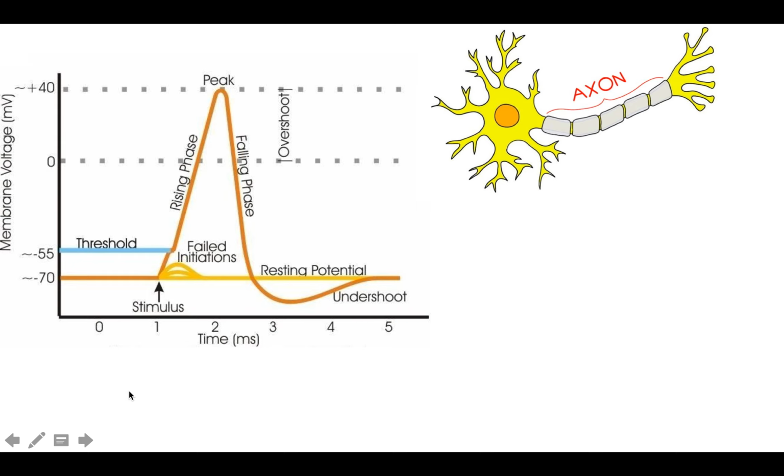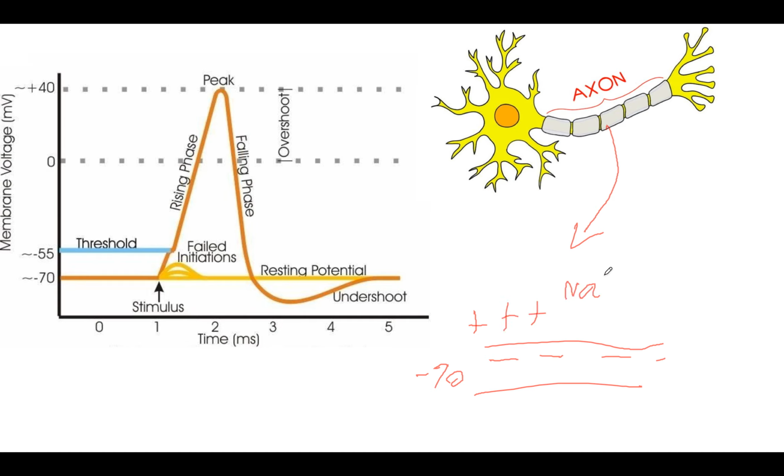Okay, this is going to be the main part of the video. Action potentials happen right here in axons, which are negatively charged. Inside is negatively charged at roughly negative 70 millivolts. The outside is positive due to a high concentration of sodium.